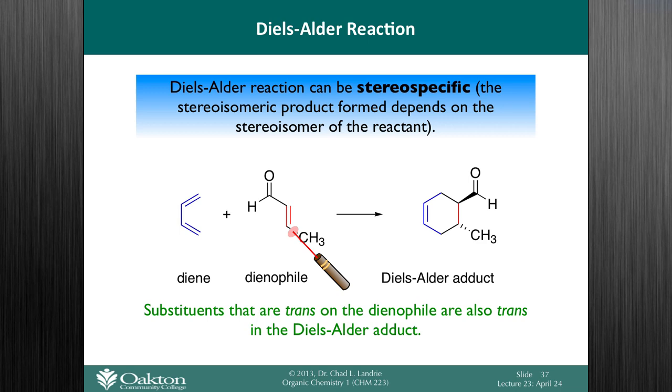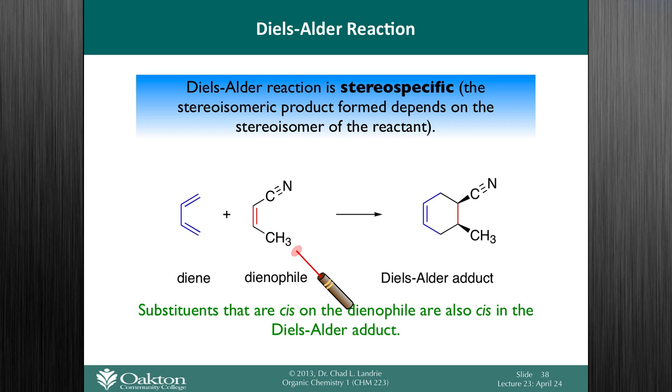In this case, I can see that the two groups on my dienophile, the methyl group and the nitrile group, are now cis to one another, so that after this Diels-Alder reaction, these groups remain cis to one another. Again, this is stereospecific. The relationship between those two groups in the product depends upon the relationship between those two groups in the reactants.